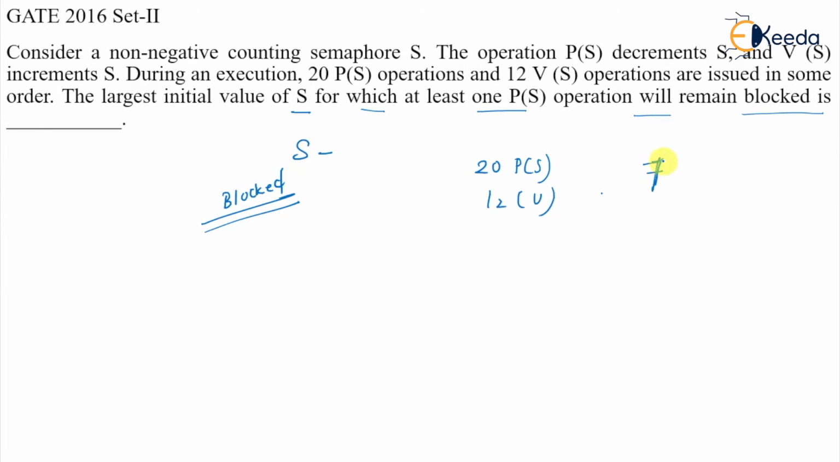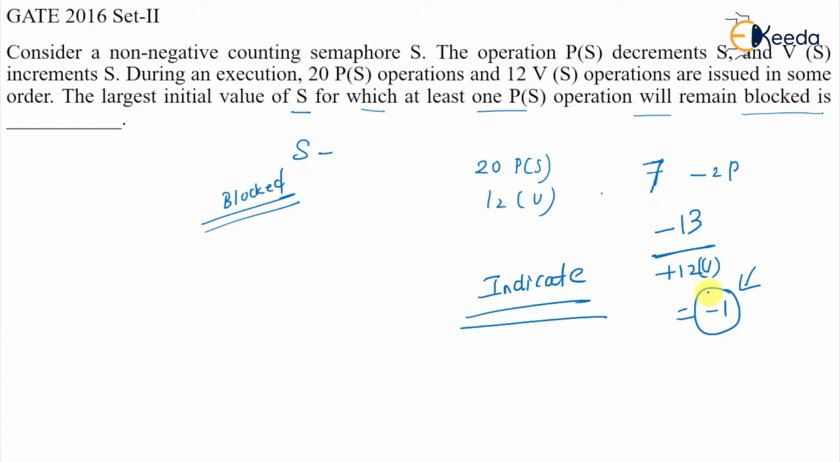Okay, 7. So now if I do PS, randomly I have taken 20 PS, so that will make it minus 13. And then I will do plus 12V, and that will make it minus 1. Okay, and this minus 1 indicates, oh, I thought that it's a random value.